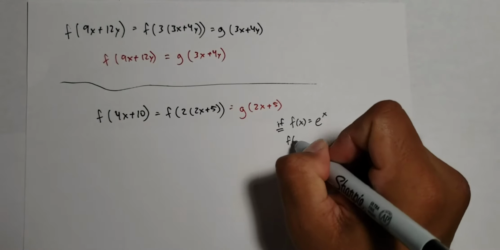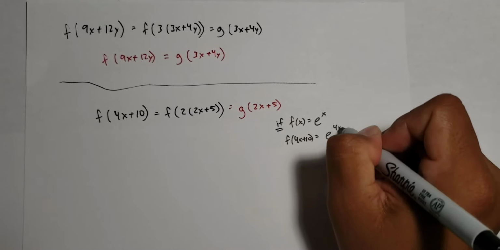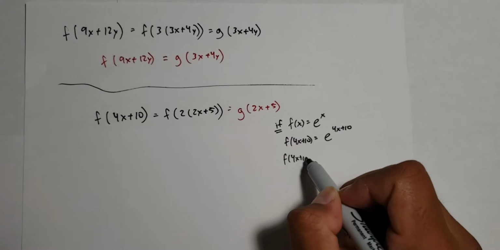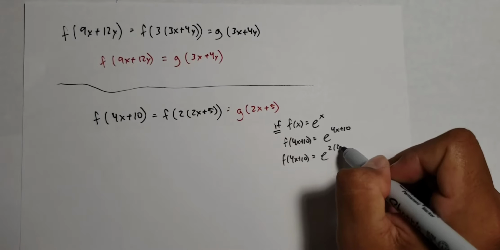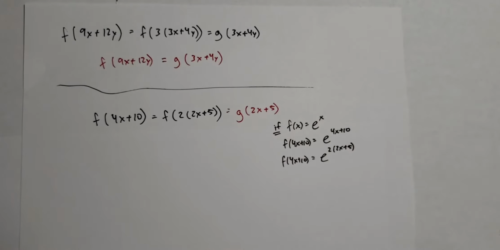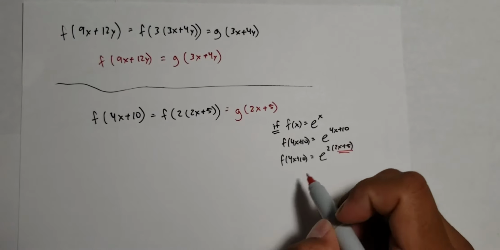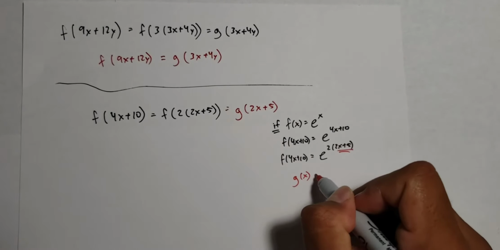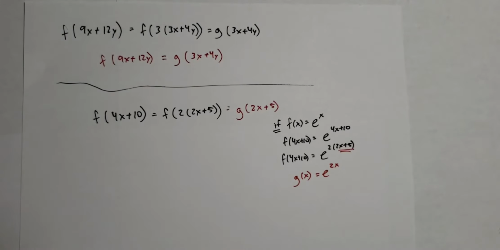Then f of 4x plus 10 is going to equal e to the 4x plus 10. Then f of 4x plus 10 is going to equal g of 2x plus 5, which is e to the 2x plus 5. So we have found our new function, our function g. Notice that this has been factored. So now we can say that there exists a function g of x, and that function is going to be e to the x.